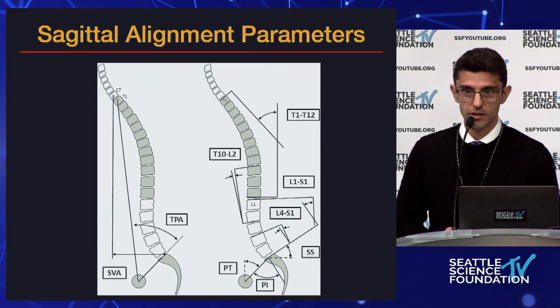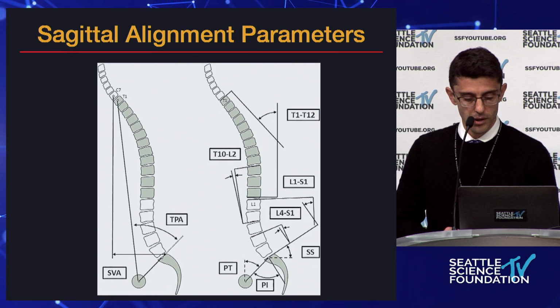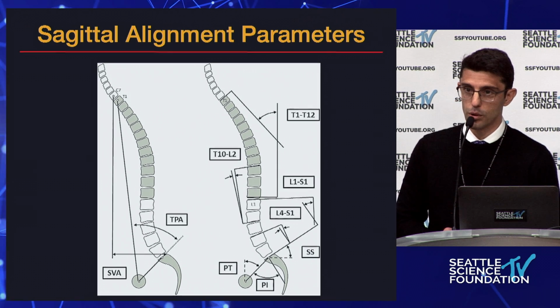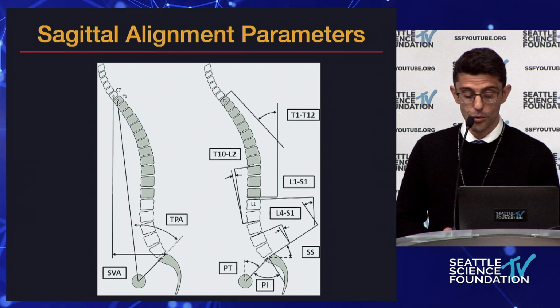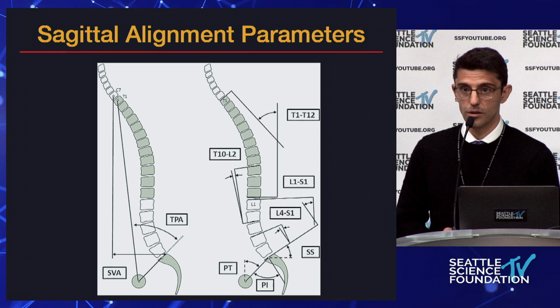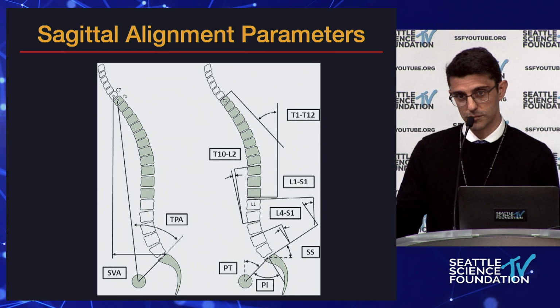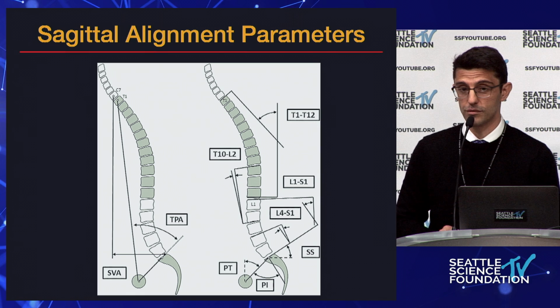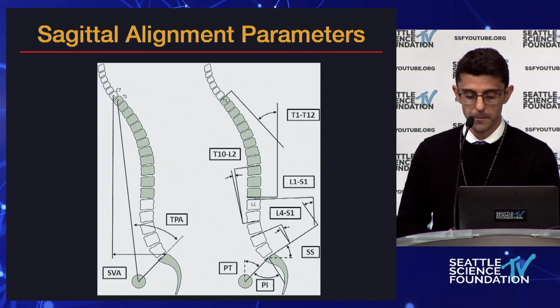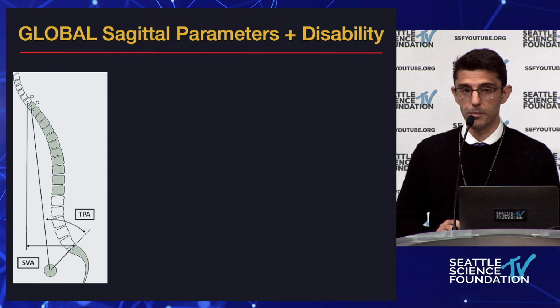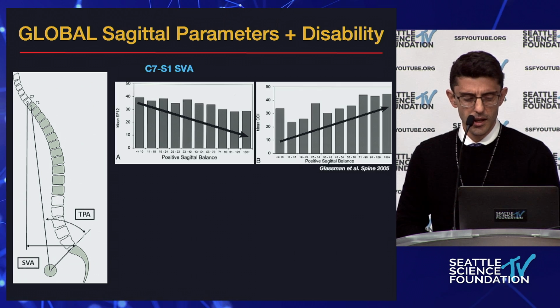Pelvic tilt, a sign of compensation for sagittal malalignment, L4 to S1 lordosis, global lordosis L1 to S1, thoracolumbar alignment T10 to L2, and then our thoracic kyphosis T1 to T12, sometimes T2 to T12, T4 to T12, a lot of different ways to measure it. But let's dive into each of these individual parameters and their associated disability.